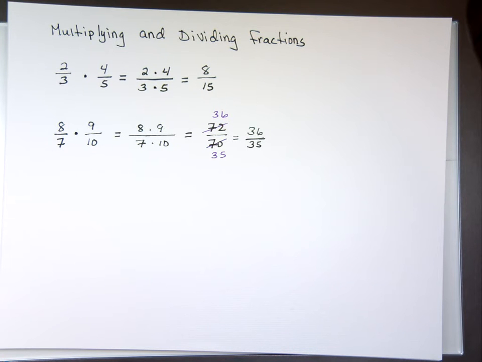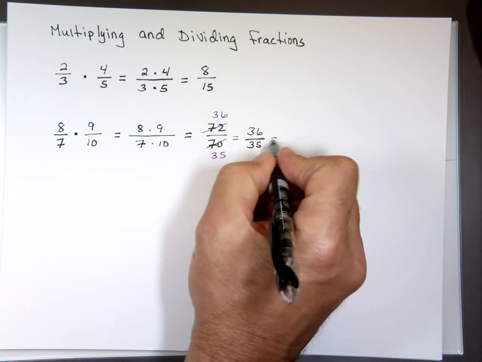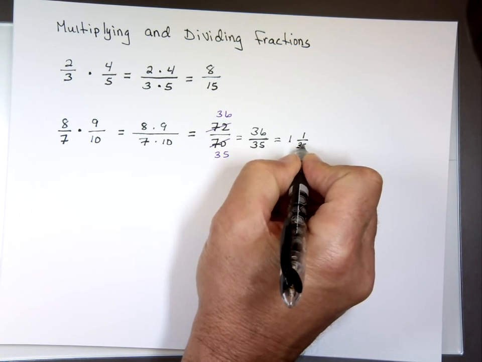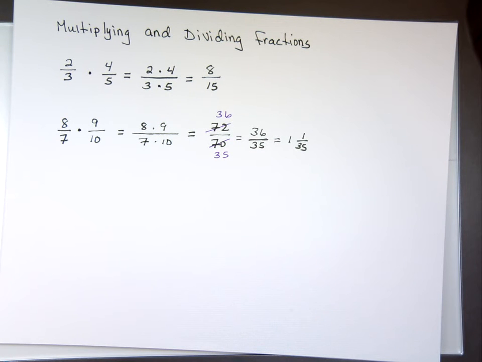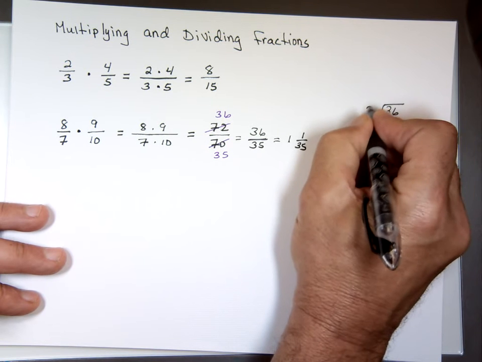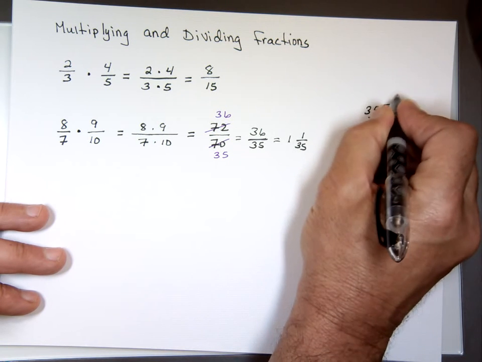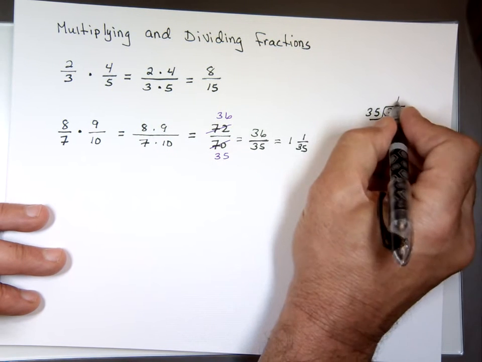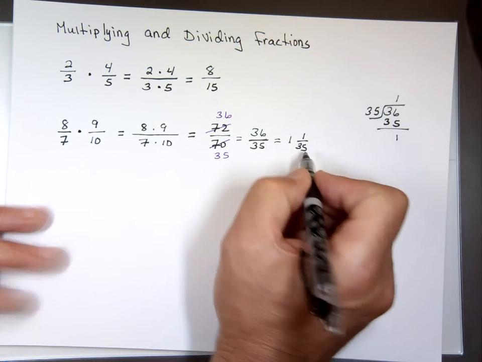But if they said write this as a mixed number, that'll be what? 1 and 1/35. Because if you divide 36 by 35, the quotient is 1 and the remainder is 1. So this 1 goes in the front and 1/35.